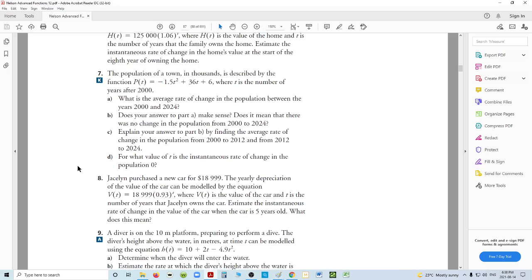So the population of a town is increasing in thousands. What is the average rate of change? Does your answer to part A make sense? So it all depends again. Let's understand this curve.